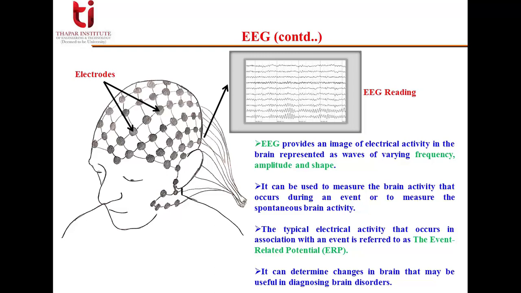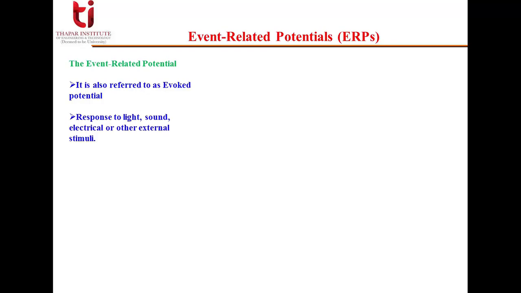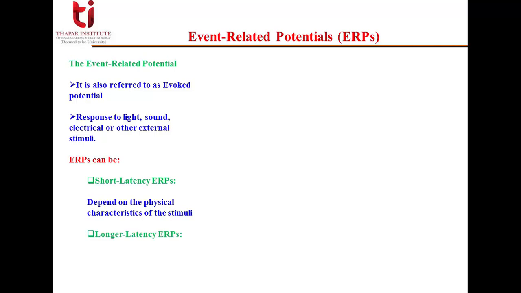Now let's have a brief view of ERP. ERP is also referred to as the evoked potential. It is the response to light, sound, electrical or any other stimuli. ERPs can be short latency ERPs that depend on the physical characteristics of the stimuli, or longer latency ERPs that are influenced by the conditions of presentation of the stimuli.